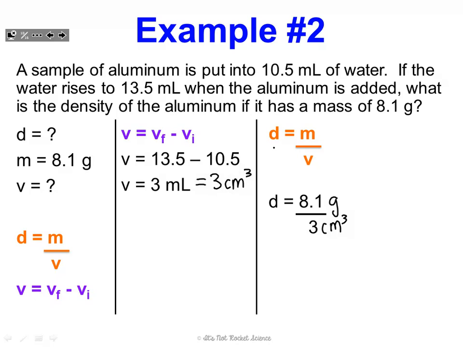So then when we go ahead and solve for this, we end up with 2.7. Again, I'm crossing that out there. I would prefer that to be in centimeters cubed since it is a solid object. So you really have to look at what you are measuring as far as density goes.